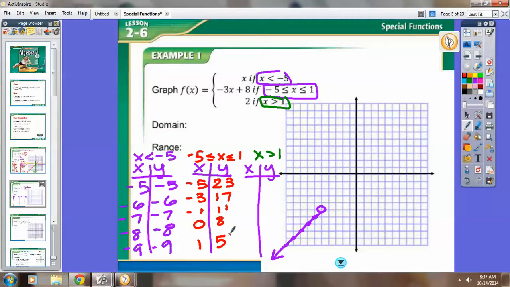Let's talk about how we're going to plot -5, 23. That is way off my graph, correct? Any thoughts on what we could do? We have to. That's our end point. What if I went by 2's right here? Is that okay? Yeah. I think so. Let's do that. I'm going to go by 2's.